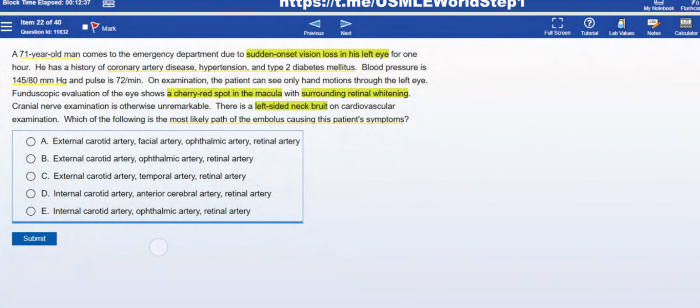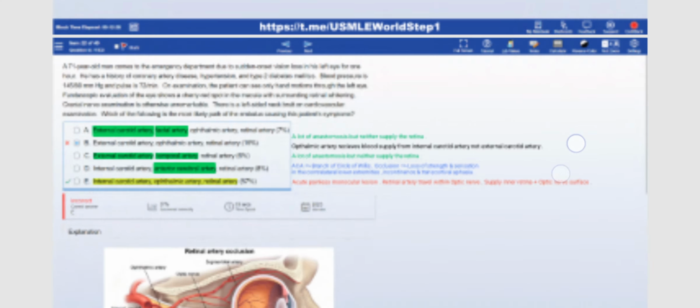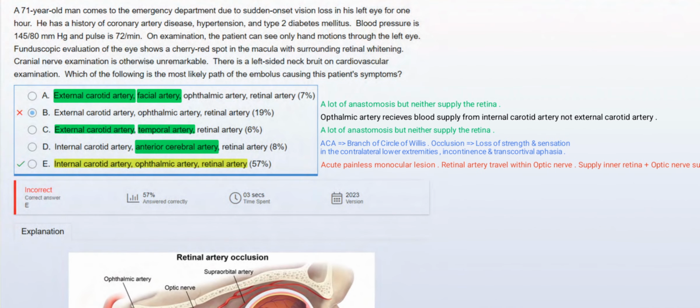Option A, external carotid artery, facial artery, ophthalmic artery, retinal artery. Option B, external carotid artery, ophthalmic artery, retinal artery. Option C, external carotid artery, temporal artery, then retinal artery. Option D, internal carotid artery, anterior cerebral artery, then retinal artery. Option E, internal carotid artery, ophthalmic artery, and retinal artery. Pause it and give the answer. So the correct answer for this is option E.